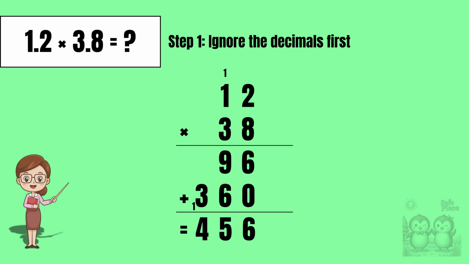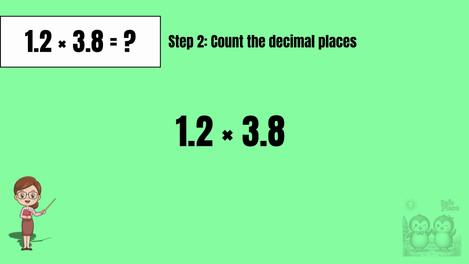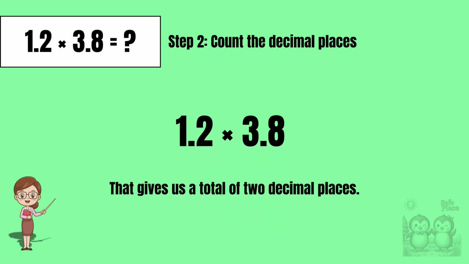Now we add the two answers together. 96 plus 360 equals 456. Next, we count the decimal places in the original numbers. The number 1.2 has 1 decimal place, and 3.8 has 1 decimal place. That gives us a total of 2 decimal places.